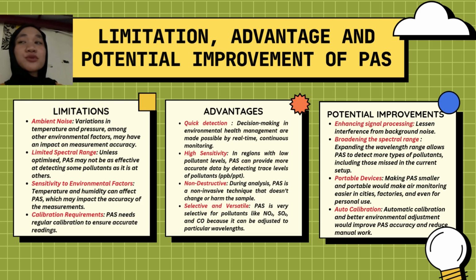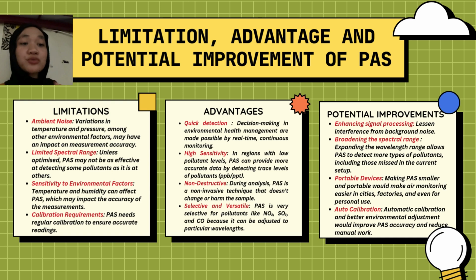Finally, PAS is also selective, which means it can target specific gases like NO2, SO2, and carbon monoxide to give more accurate results for those pollutants. So the last thing we are going to take a look at is the potential improvements that we can see for our PAS. The first thing is signal processing. We need to enhance the way the system handles the background noise, which can make our PAS more accurate.